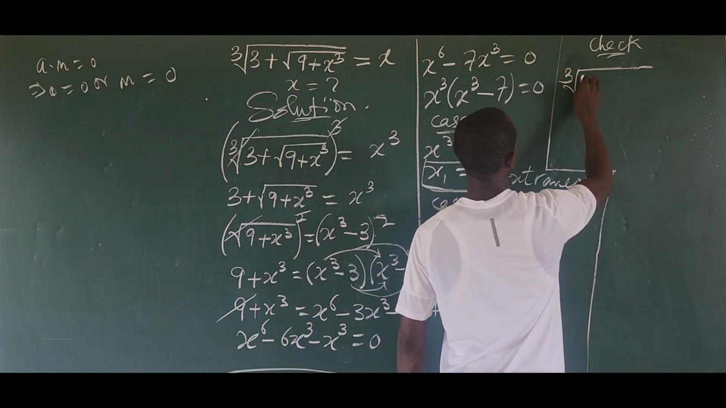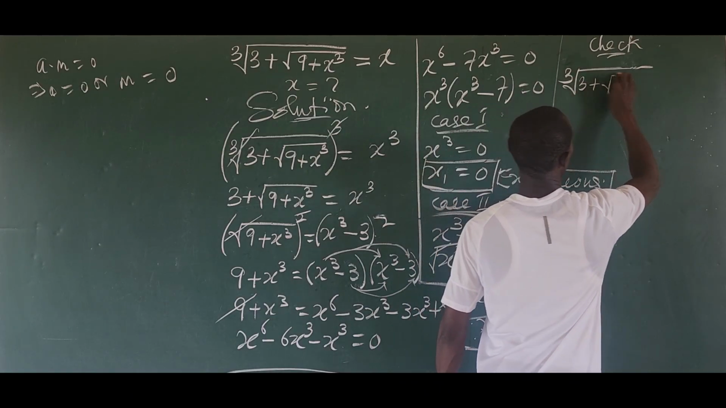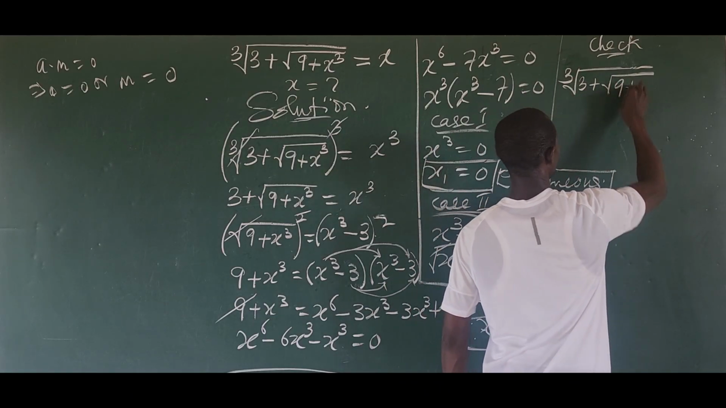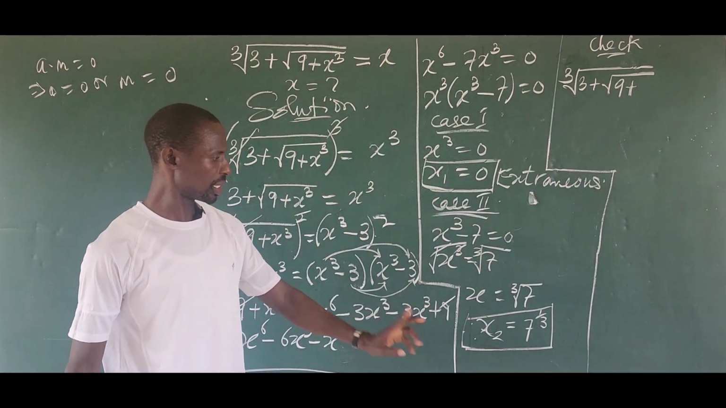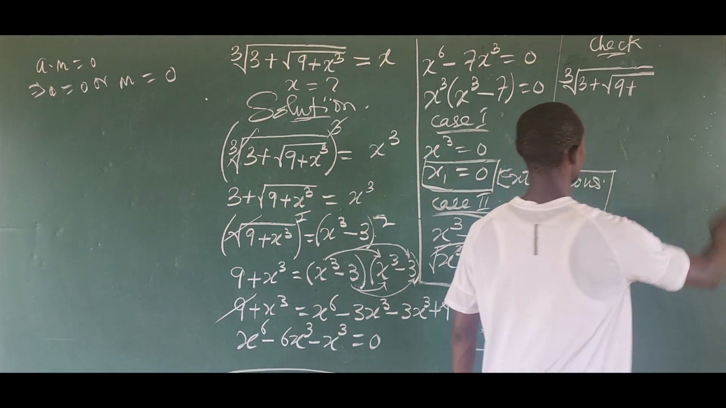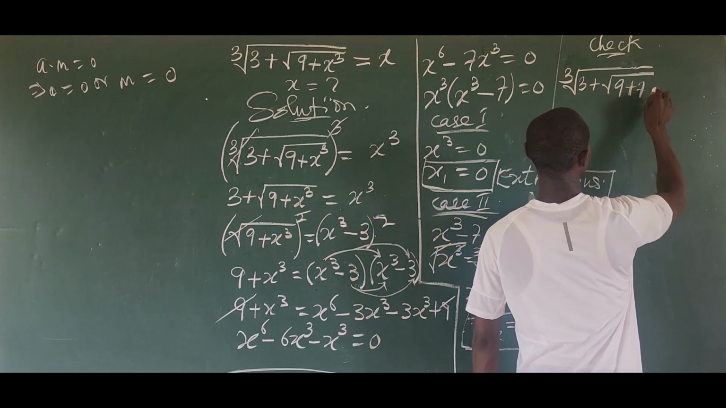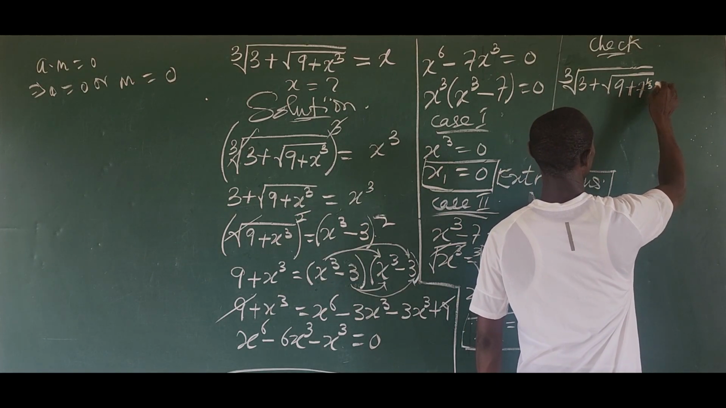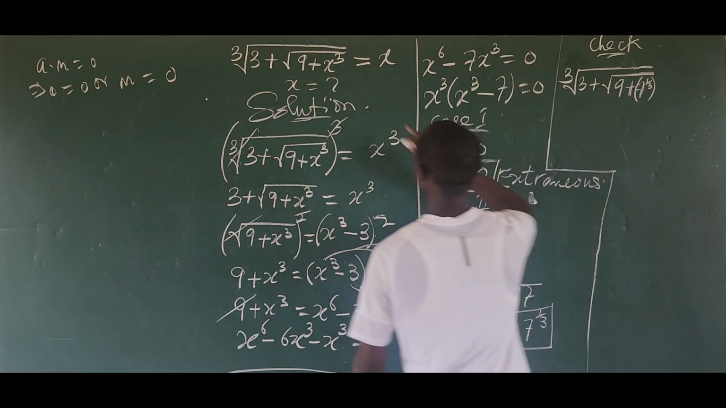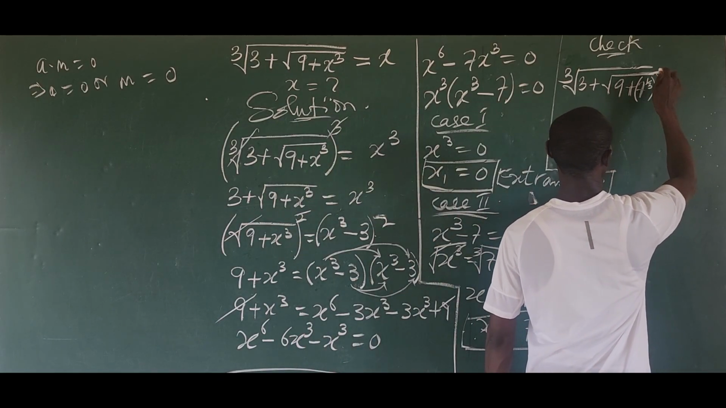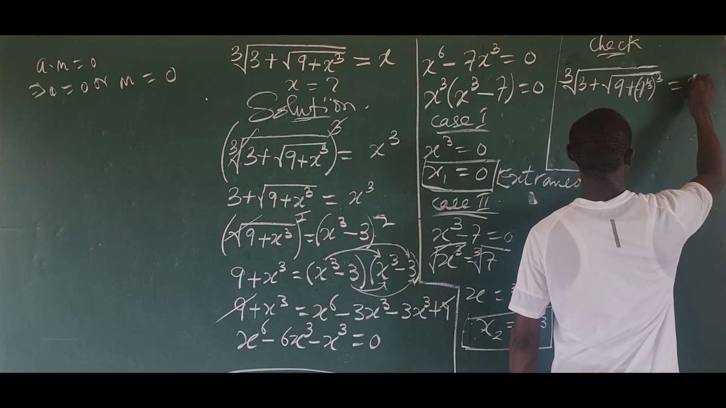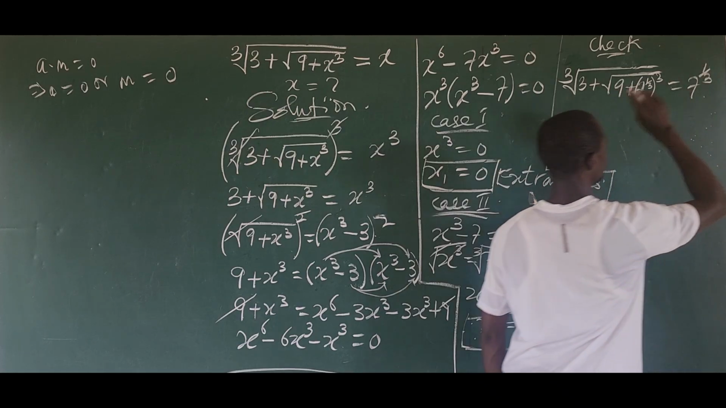The cube root of 3, then into the square root of 9, then plus, what is our x2 here? Our x2 is 7 to the power of 1 over 3. So we have here 7 to the power of 1 over 3, all raised to the power 3, then this is equal to 7 to the power of 1 over 3.